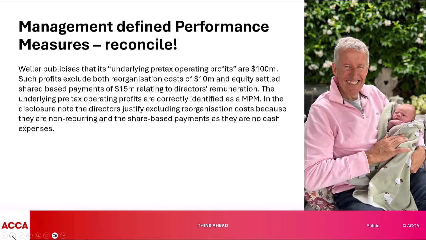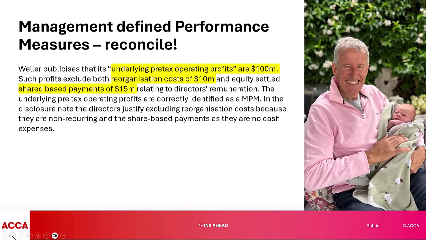But you're looking at a requirement which is talking about reconciling what? Weller publicises that its underlying pre-tax profits are 100 million. That's a phrase that Weller's invented, underlying pre-tax operating profit. Now, such profits exclude reorganisational costs and share-based payments. And the justification is that somehow these are non-recurring, non-cash items, whatever.